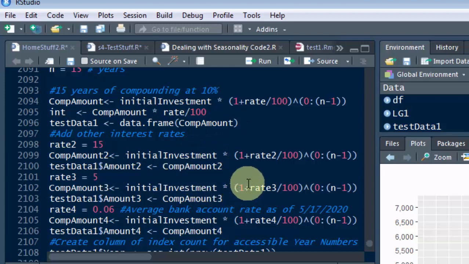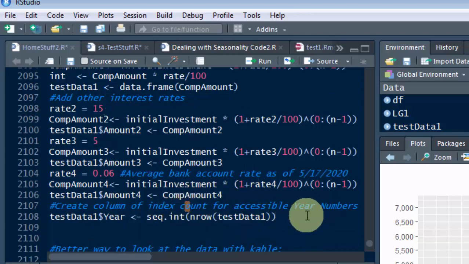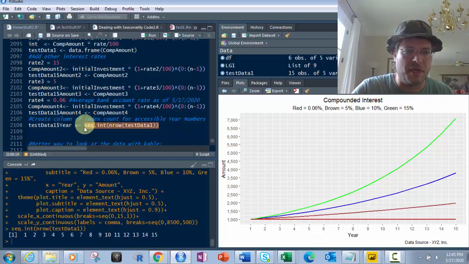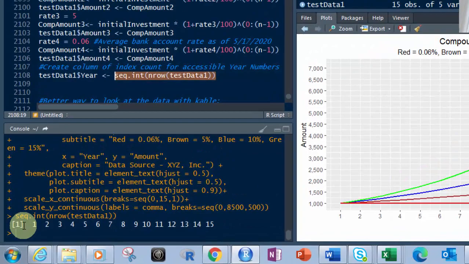So then what I want to do is I want to have an index count, but instead of days like we did in the previous video, we're going to do it for years, right? So I want to have how many years? 15 years, right? So I want to have these counted out in sequence, so it's seq.int of number of rows, nrow, that's that function, of test data 1. That goes in year. So if I were to run this by itself without that, you would get this. It tells you all the years. See that? That goes into there and goes into the year.